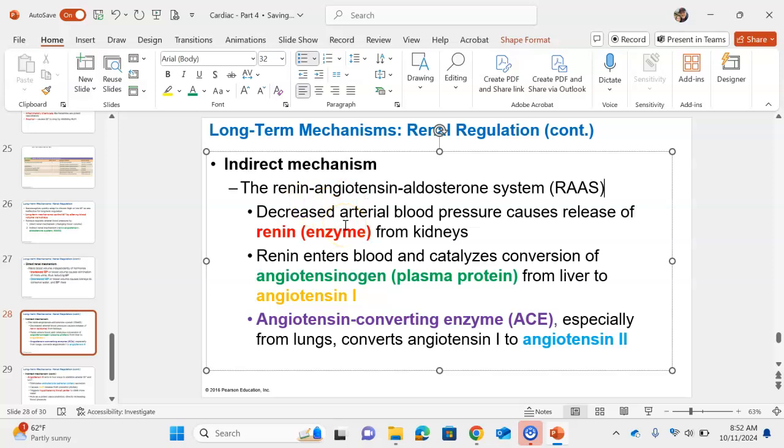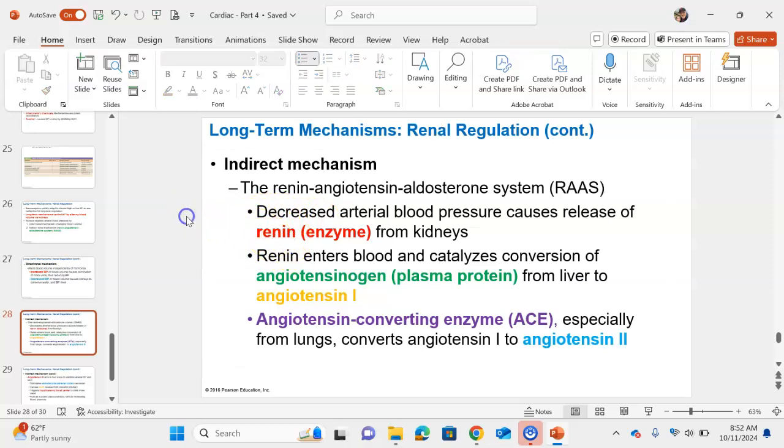So a drop in blood pressure is going to have an impact on a specific structure in the nephrons of the kidneys called the afferent arterioles. And there are cells there that whenever we experience a drop in blood pressure, they're going to release the enzyme called renin. So the kidneys release an enzyme called renin. And in the bloodstream, renin is going to activate a protein called angiotensinogen. So renin, an enzyme, activates this protein called angiotensinogen and converts it into what's called angiotensin 1 right here.